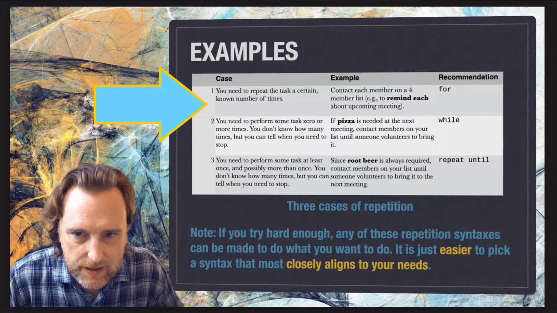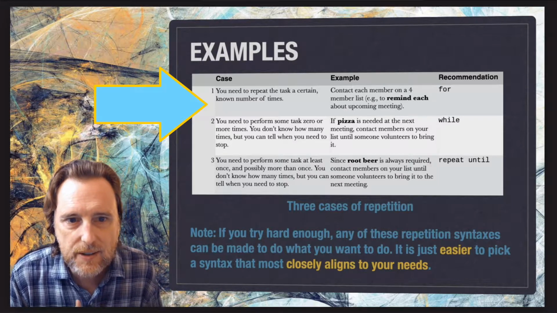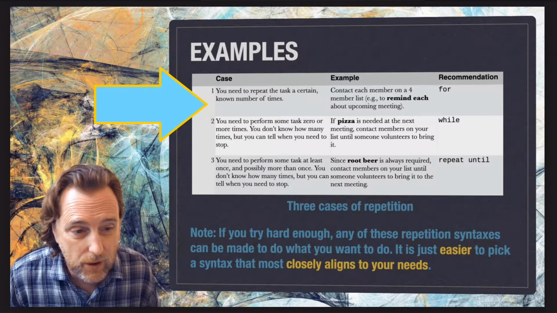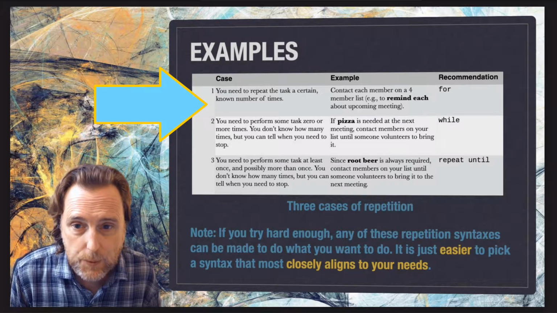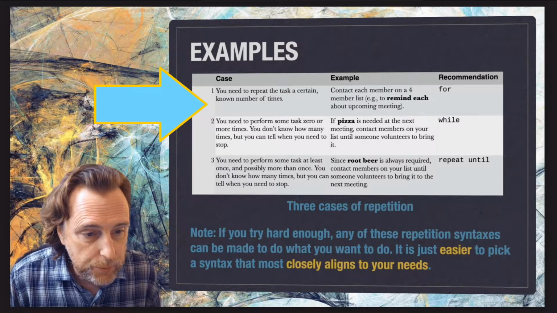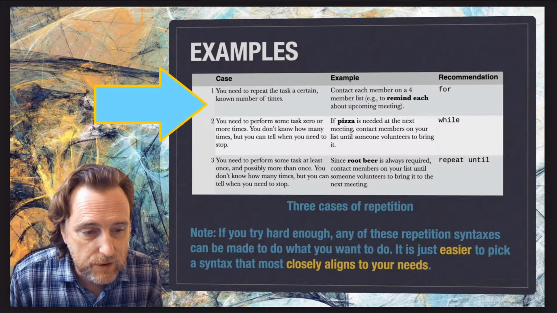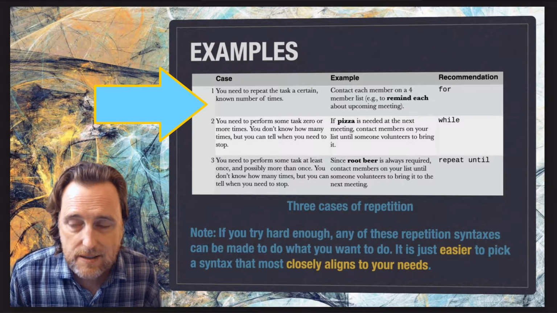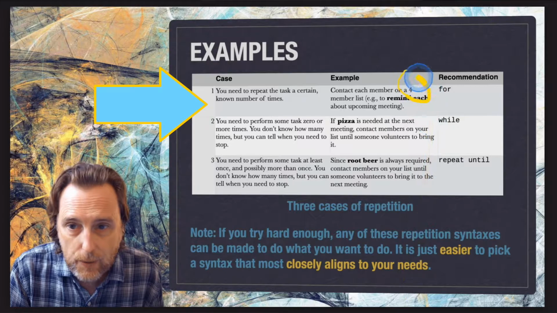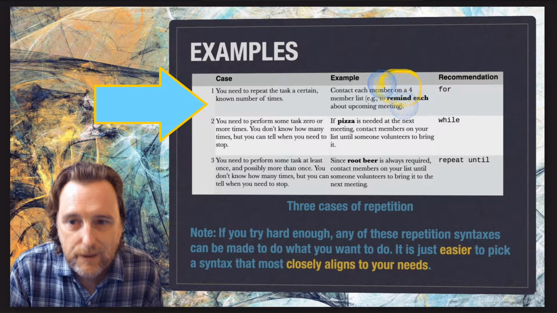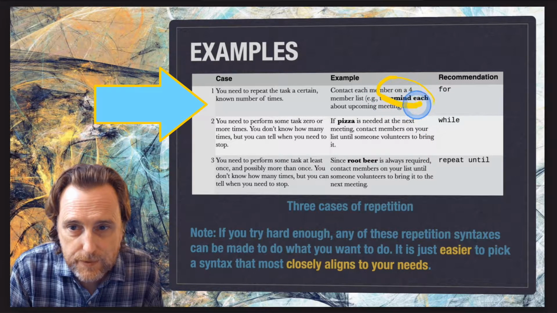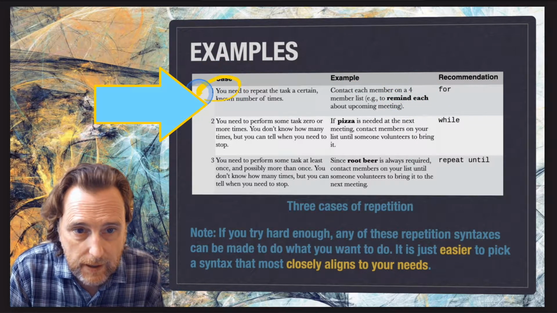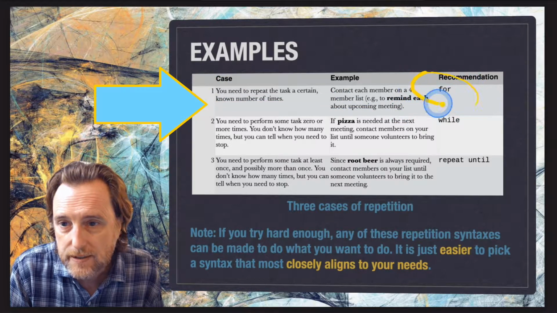Case number 1 is you need to repeat a task a certain known number of times. So the example is you're going to contact each member on your 4-member list on your team to remind each one about the upcoming meeting. The loop recommended for that case is the for loop. So how do we know it's a case number 1? It's a case number 1 because I know this number. If I know I need to do something 4 times, or I just know the number, then I'm in case number 1. And the recommended loop for case number 1 is the for loop.